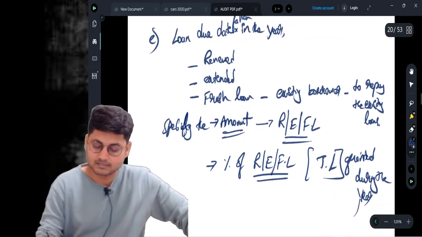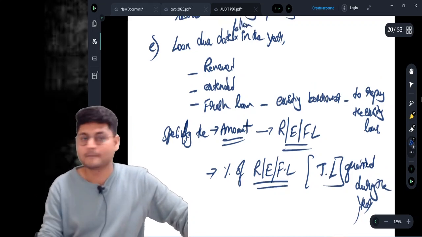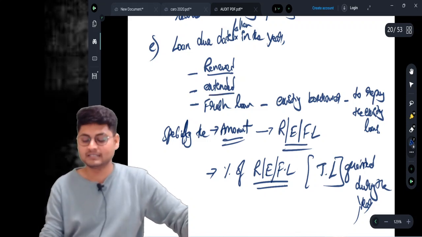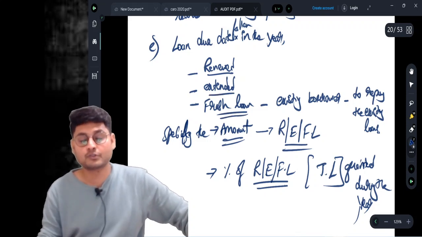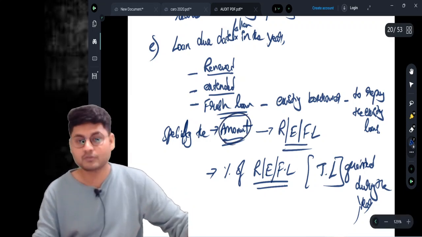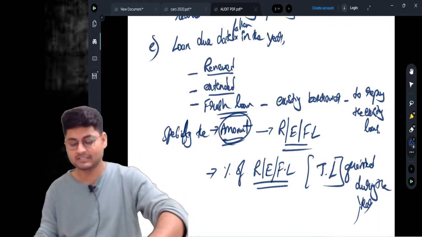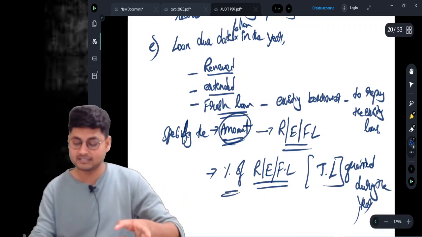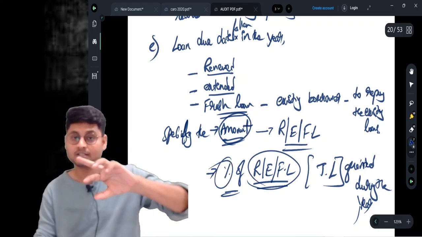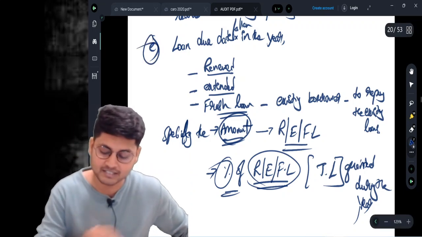See, clause number E. Loan due date has fallen in this year, but what has the company done? The company has renewed the loan or extended the loan period, or a fresh loan has been given to the existing borrower to repay the existing loan. If this happens, specify the amount of loan which is renewed, extended or fresh loan which is given. Along with that, specify the percentage of this. The percentage of what? Of total loans which are granted during the year. This is clause number E.